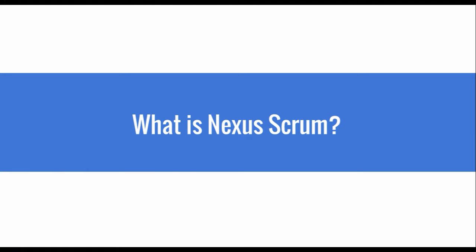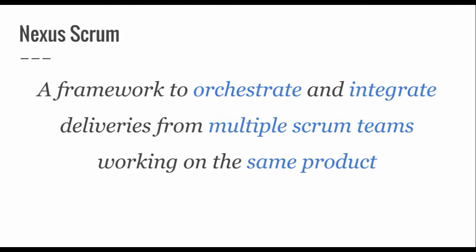First, what is Nexus Scrum? This is my definition. It's a framework to orchestrate and integrate deliveries from multiple Scrum teams working on the same product. In an enterprise working on a big project or a major product development, there are usually multiple Scrum teams. The main problem in this scenario is organizing or orchestrating the way in which the teams work together, and also in integrating the deliveries from those teams. Nexus Scrum attempts to solve this problem.